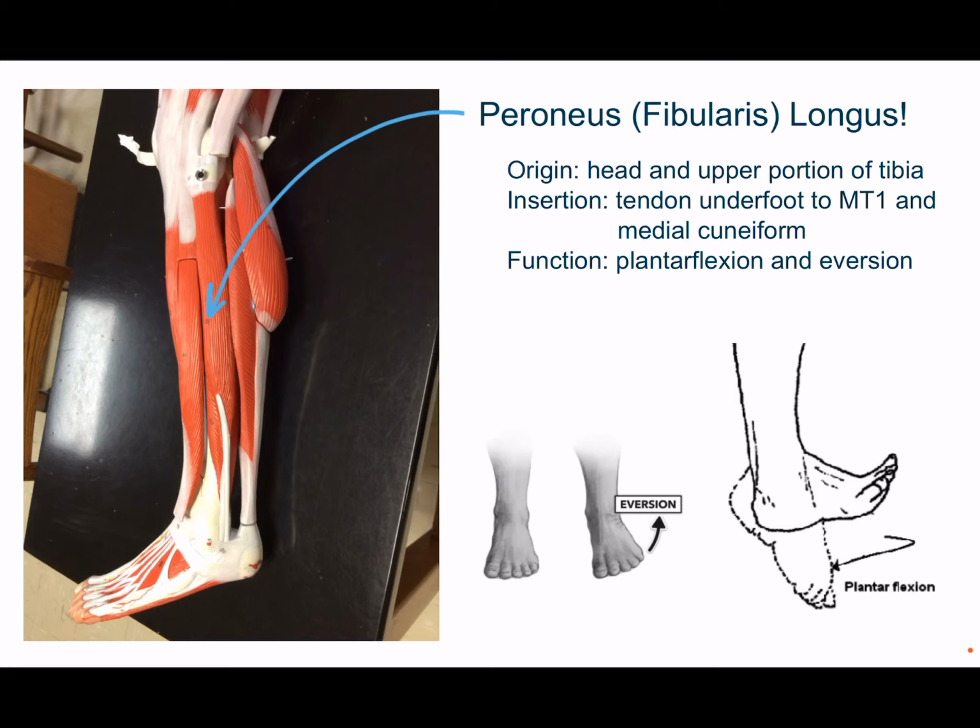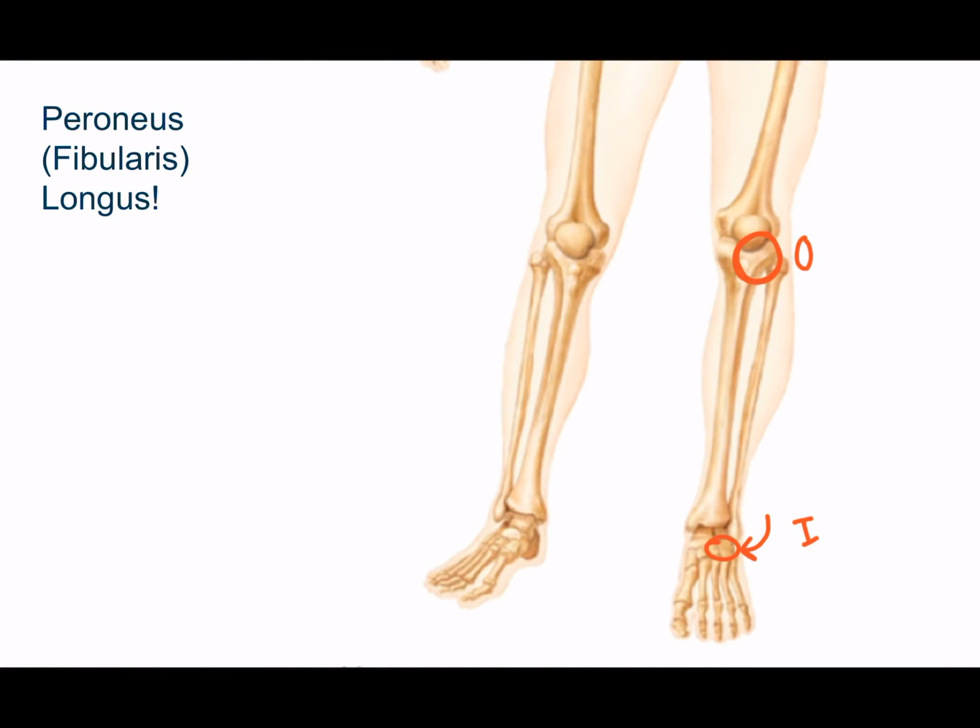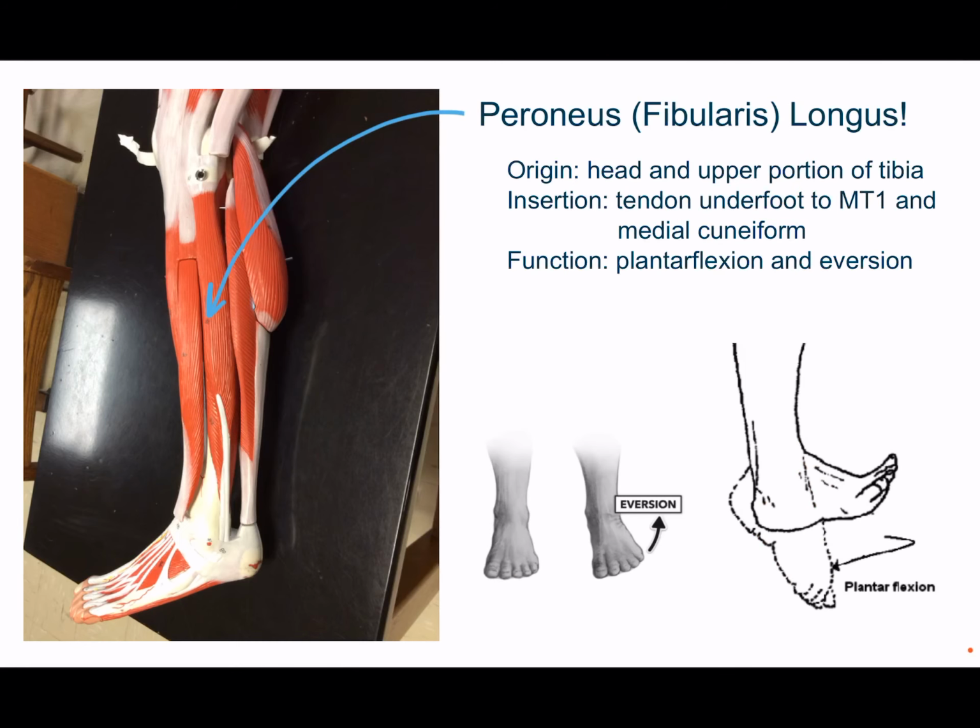So now we're going to the muscles of the leg, the lateral compartment, so the side. We have the peroneus, or the fibularis longus, which is going to originate at the head and upper portion of the tibia and insert by tendon under your foot to metatarsal 1 and the medial cuneiform. So it's going to do plantar flexion and eversion, so the opposite of our last couple muscles. So you see how it's going to go, boop, like that. This is it right here. It's pretty long, so you can kind of remember longest.